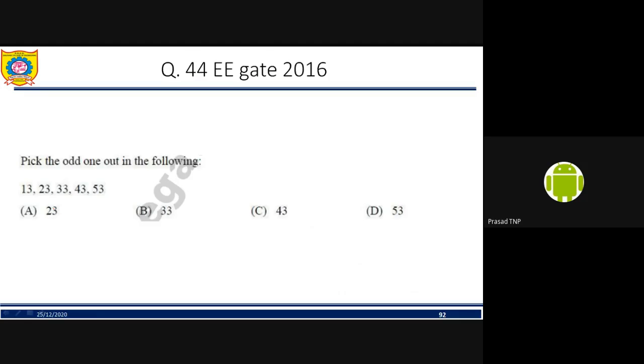Question number 44. Pick the odd one out in the following. The numbers are 13, 23, 33, 43, 53. You can realize that these numbers are not divisible by any other number, meaning these are prime numbers. 13 is prime, 23, 43, 53 are prime numbers. But there is one number which is divisible by 3. So 33 is not a prime number and the remaining are prime numbers.